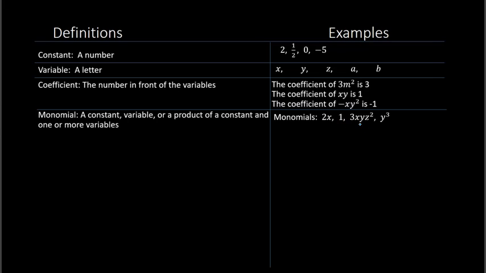So that would still be a monomial. And then here, 3xyz squared. We have a constant, variables, exponents. This is all being multiplied together. So this would be a monomial. And then y cubed would also work as well.